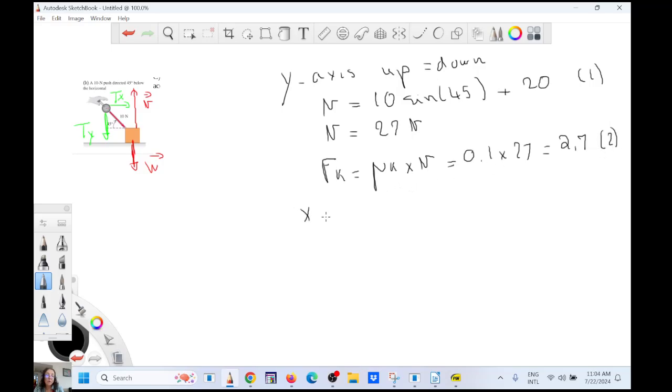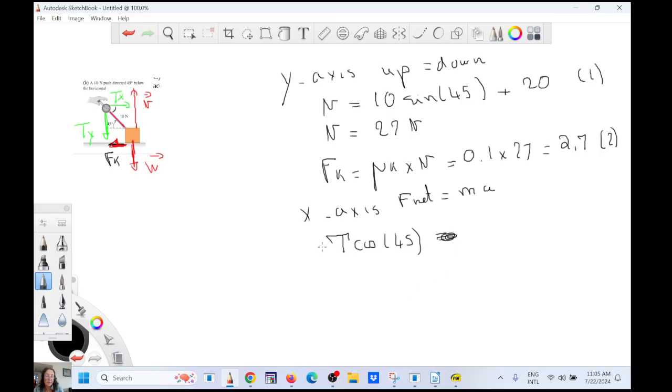Now along the x-axis, we use Newton's second law, ma. So it's that push here, which means T cosine 45. Okay, so this is 45. I forgot to draw the force here, because you have friction opposing the motion. So it's going to be T cosine 45 minus the frictional force.